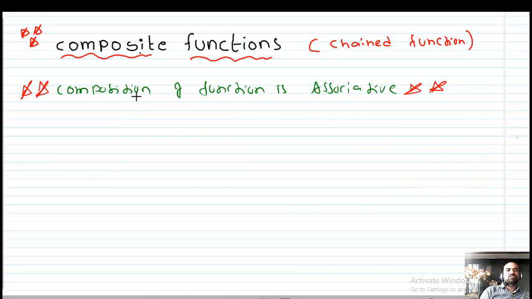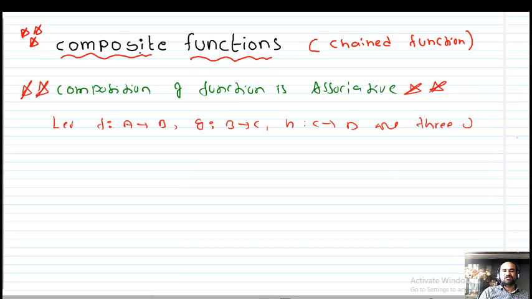So now I want to prove the associative property. All of you observe now. Let f maps A to B, g maps B to C, h maps C to D, three real functions. Students, now listen.